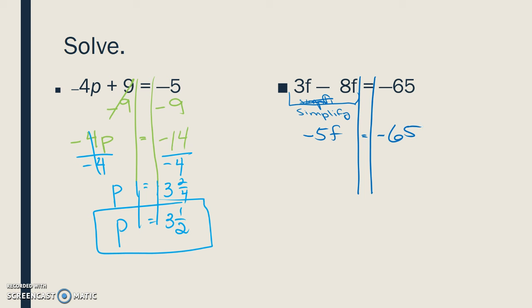We're simplifying, and then from there we get to isolate our variable, which here is f, so we want to divide by the coefficient, which is negative 5. So f equals negative 65 divided by negative 5. A negative divided by a negative is a positive, and so we're going to get a positive 13. So f equals 13.